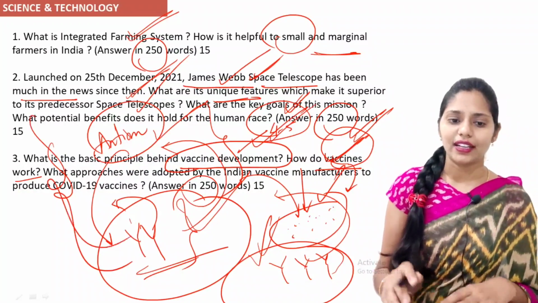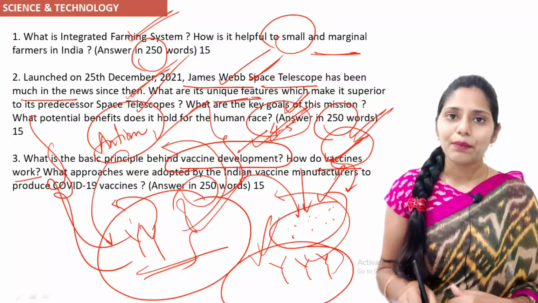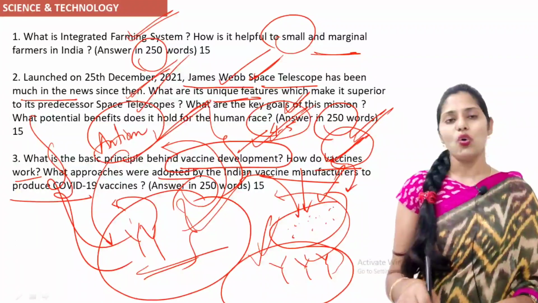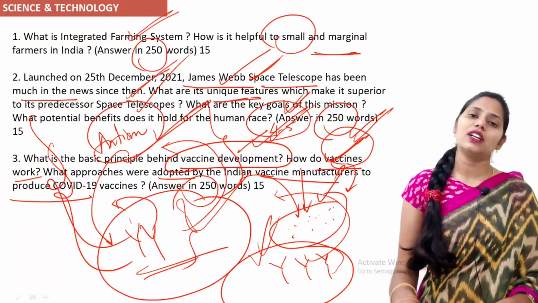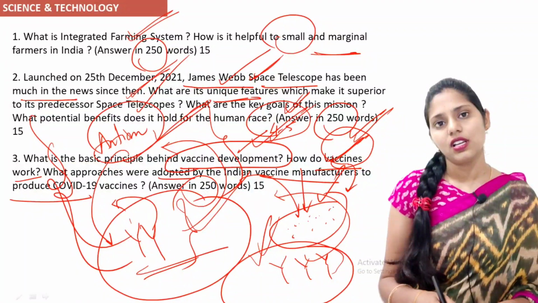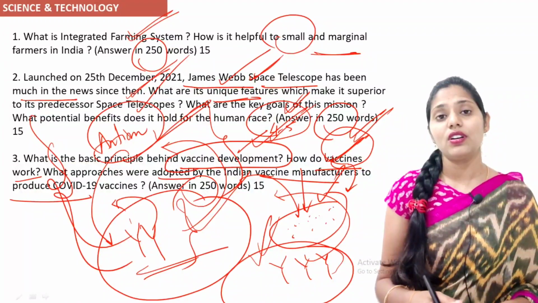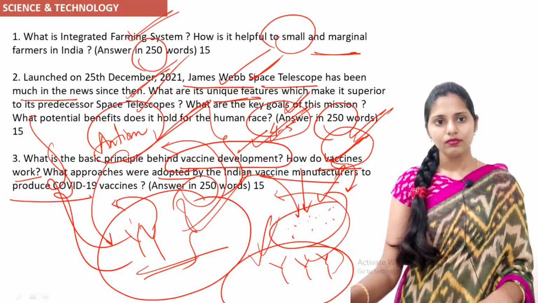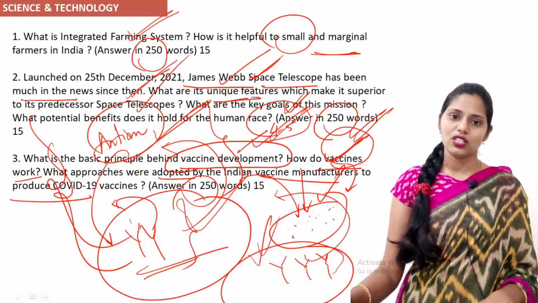You have to draw diagrams here. And the next question: what approaches were adopted by Indian vaccine manufacturers to produce the COVID-19 vaccines? Here you can talk about the Indian vaccines like Covaxin, Covishield, and even the recent nasal vaccines also. You can add some examples here. That's it. This is about science and technology.